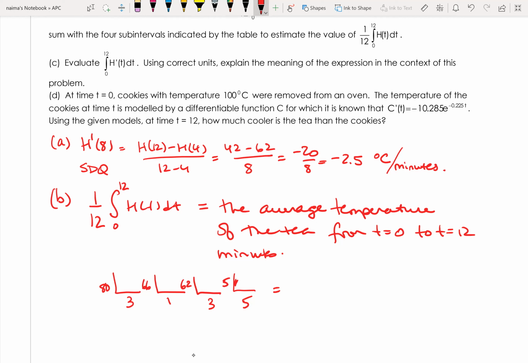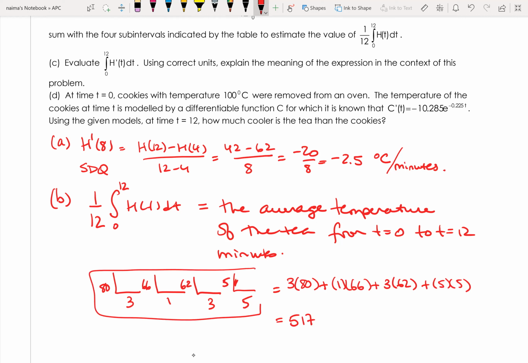So I'm going to get 3 times 80 plus 66 plus 3 times 62 plus 5 times 51. It's always nice to write these out, because in case you screw something up, at least they can see what you were trying to do. So I always make sure that I have that written out to show, and then I can run it all in the calculator. So that turns out to be 517.